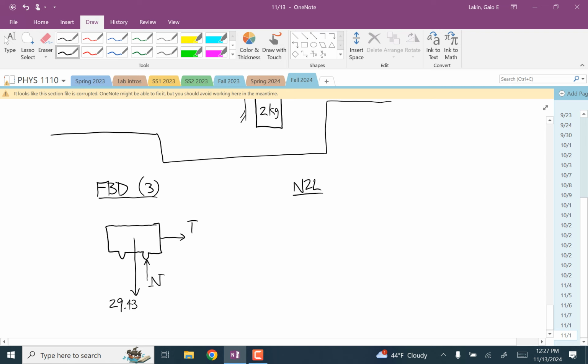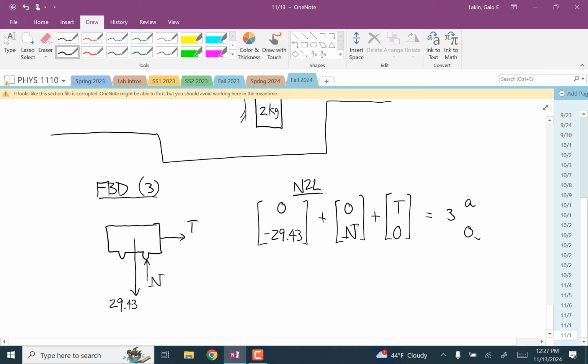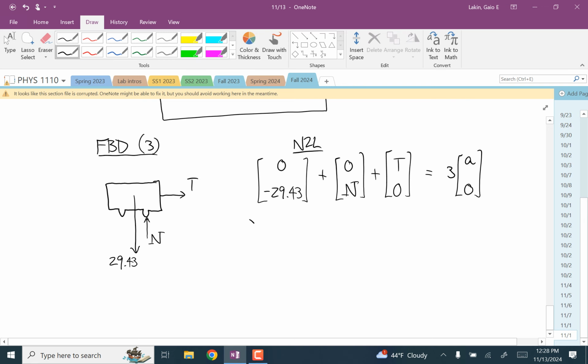And so Newton's second law says 0, negative 29.43 plus 0N plus T0 is equal to 3 times the acceleration. This thing is free to move along the x-axis, so I'm going to write this as a, 0. And the x equation says T is equal to 3a.